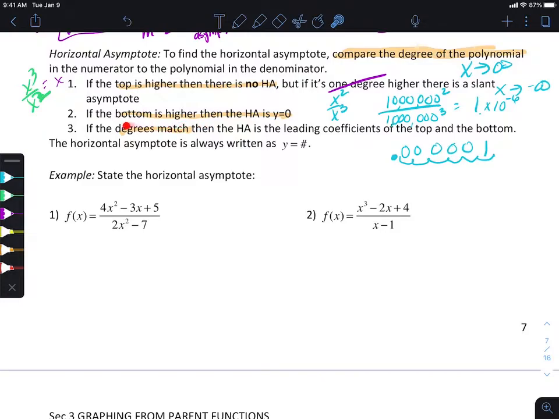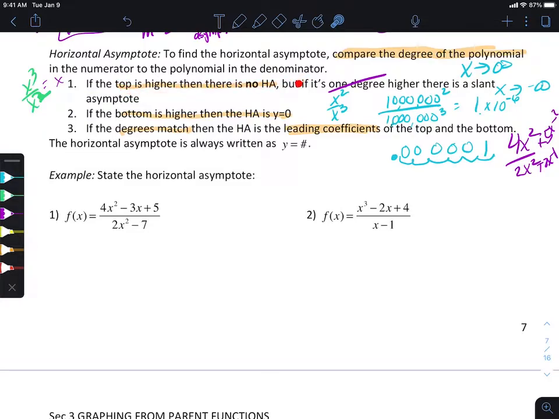If the degrees match, then it's the leading coefficients of the top over the bottom. That's because if I had something like 4x squared over 2x squared, these two would essentially be the same when I put the same number in them, and then it would reduce to the leading coefficients out in front. Even if I have plus some other things here, like 5x minus 4, or plus 2x minus 1, these parts are not going to make a huge difference as we're getting to really, really large numbers. It'll make a difference close to 0, but as we're going to really large numbers, this is going to be negligible. So it's going to go towards this ratio of the leading coefficients. Okay, so that's the reasoning behind how these three rules happen.